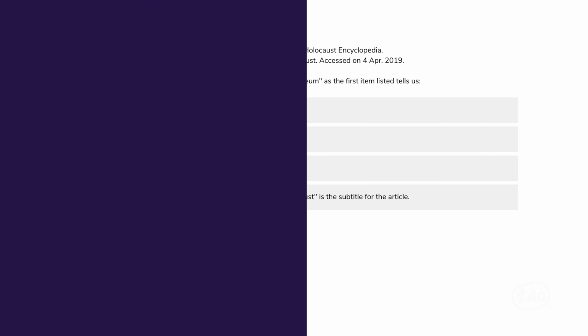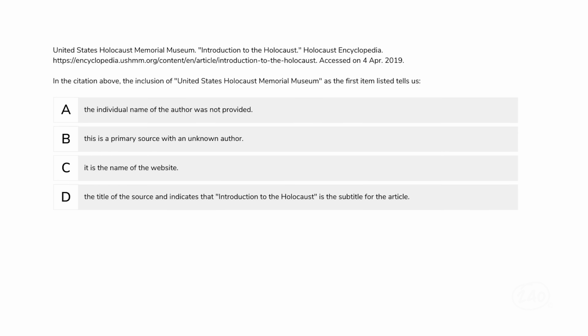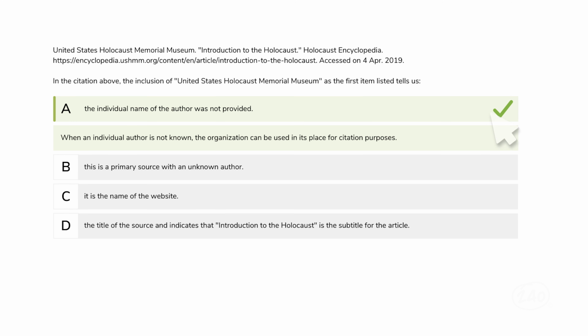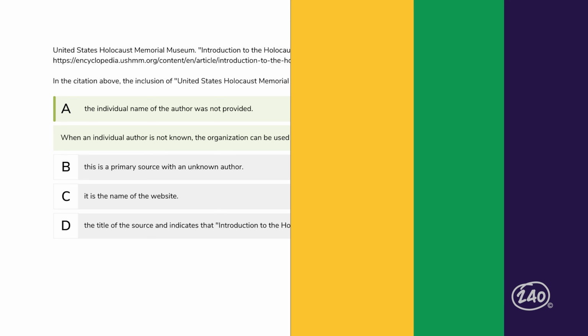All right, now for a research question. In the citation above, the inclusion of United States Holocaust Memorial Museum as the first item listed tells us this is the answer we want. When an individual author is not known, the organization can be used in its place for citation purposes. Now, that's just a small sliver of practice questions to give you an idea about how these concepts are assessed on the test. There is still plenty more to learn.